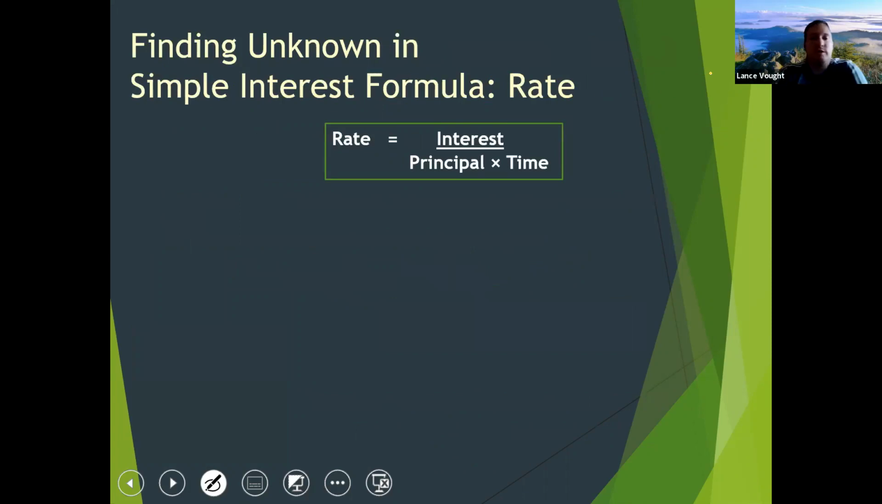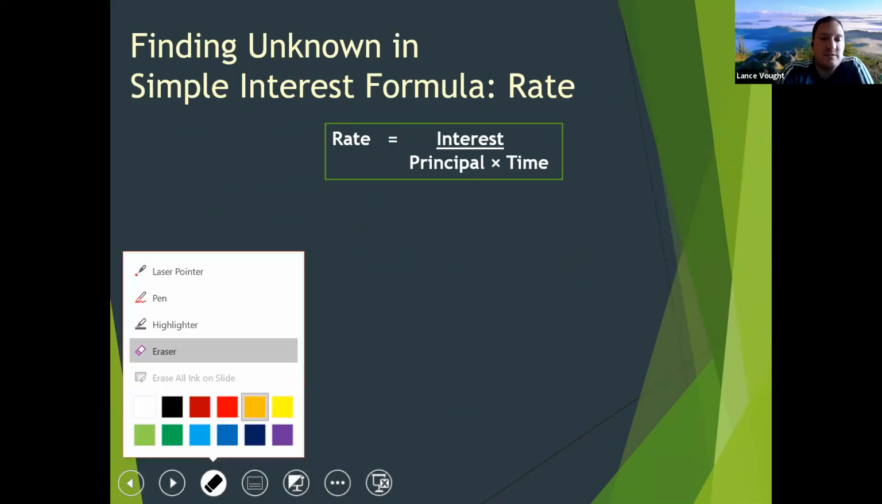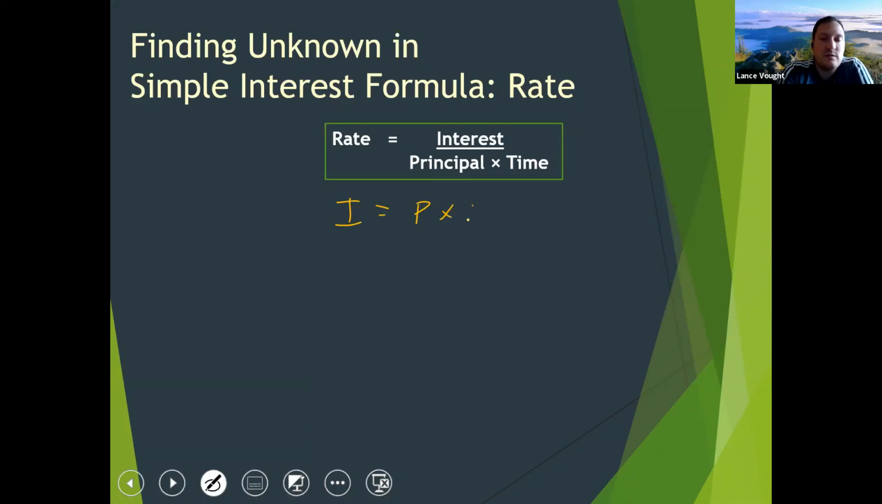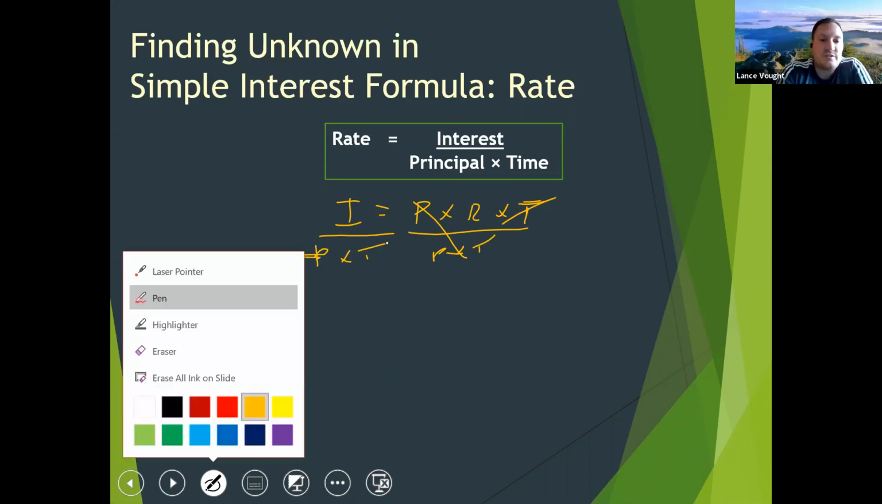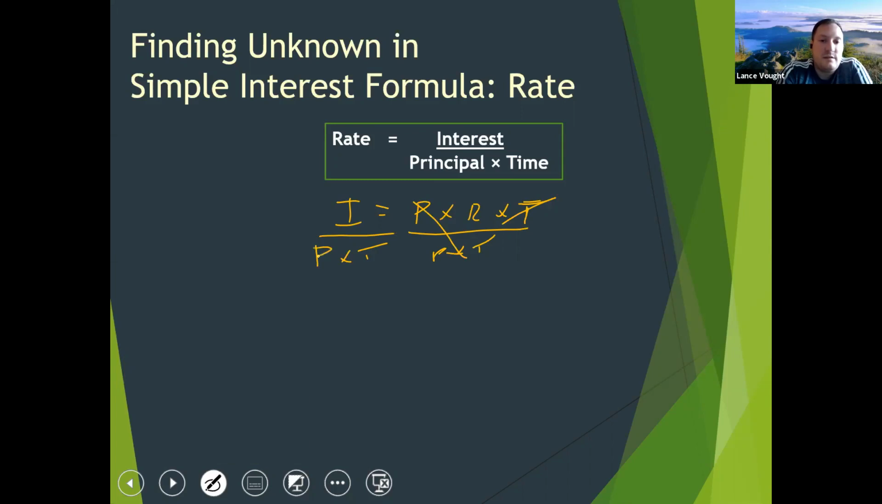So now we want to find R. We have the PERT equation, which is the continuous one. I forgot that this is the I equals PRT equation, not the PERT equation. You want to find rate, well, then you need to isolate R by itself. So you divide by P times T, both sides. So it's the interest divided by the principal times time to find your interest rate, which should make sense because the interest is going to be a proportion of your principal, but it could be higher if the amount of time that you borrow it for is longer than 1 year.